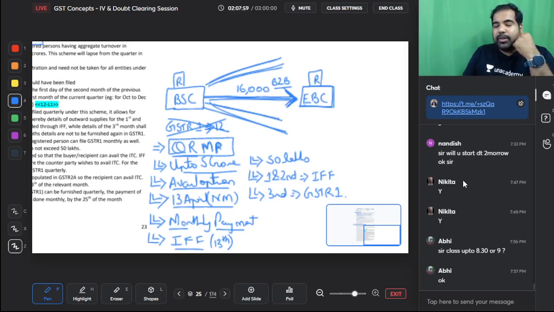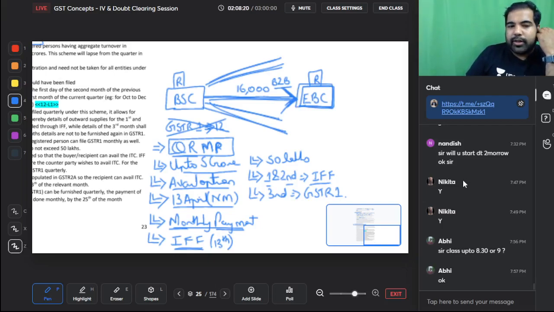But if there are B2B supplies, can you file monthly IFF? Yes, so that these guys can take credit. The IFF can be filed for the first and second month by the 13th of the subsequent month. And based on this IFF, the B2B supplier or the recipient can take the credit. So both the problems are solved.